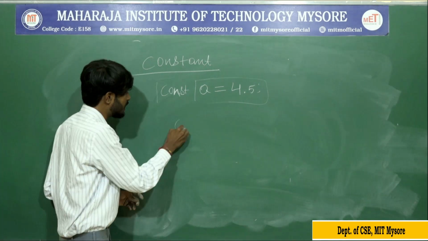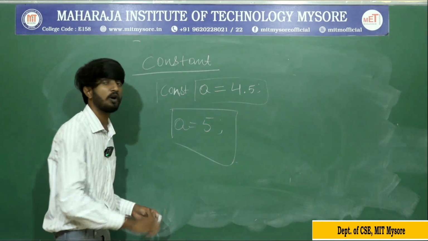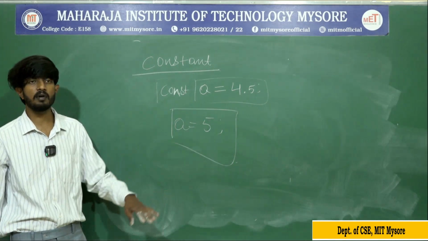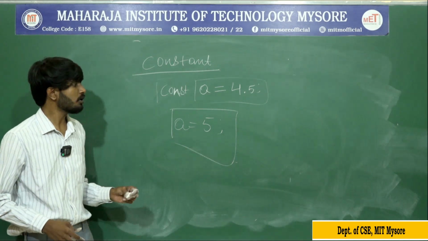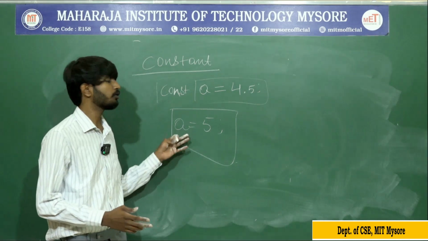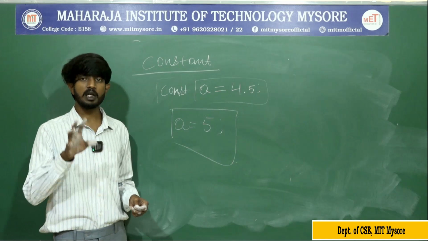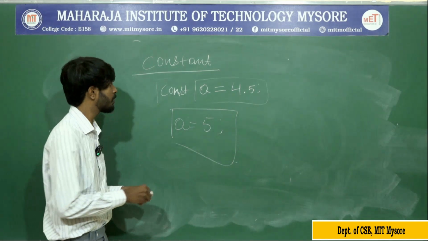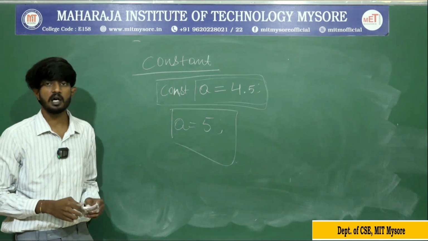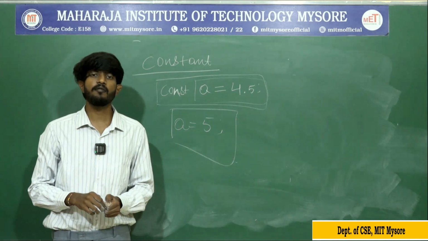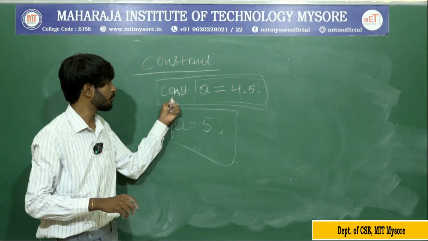If you try to change a is equal to 5, this will throw an error. You cannot change the value of a constant variable. So to fix a particular value to a variable, we use the const keyword. The constant concept is used if I do not need to change the value of a particular variable.